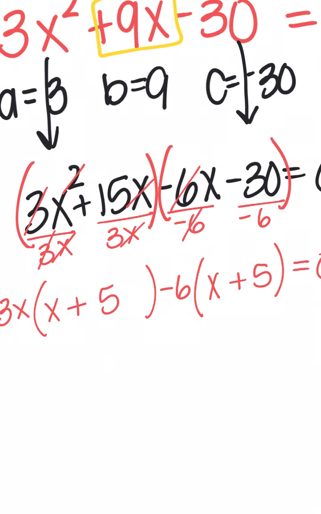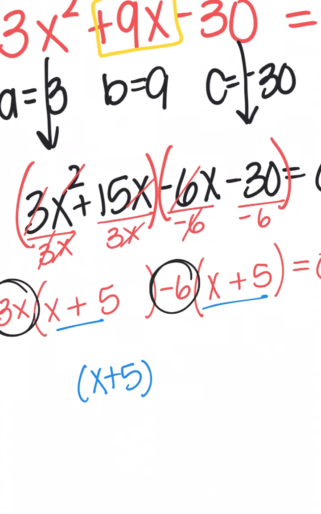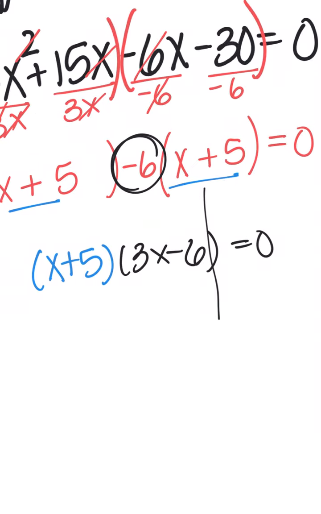And I know I did it right because my factors are the same in my parentheses. So one of my factors is x plus 5. Your other factor is what you factored out, 3x and a minus 6. And then we're going to set it equal to 0. All right, so then we can set each of our factors equal to 0. So x plus 5 equals 0, and 3x minus 6 equals 0.